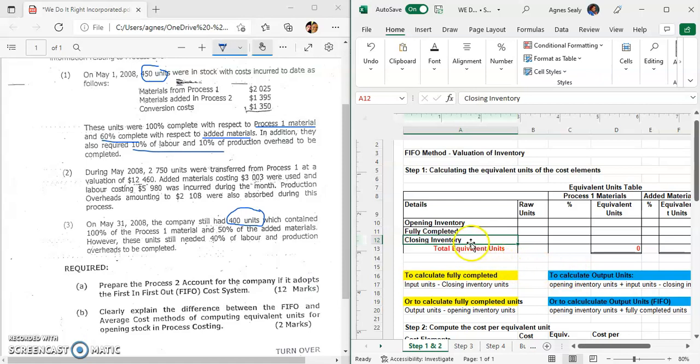Now, when we come back in our next video, we are going to be looking at calculating the equivalent units of the cost elements using this equivalent units table here.